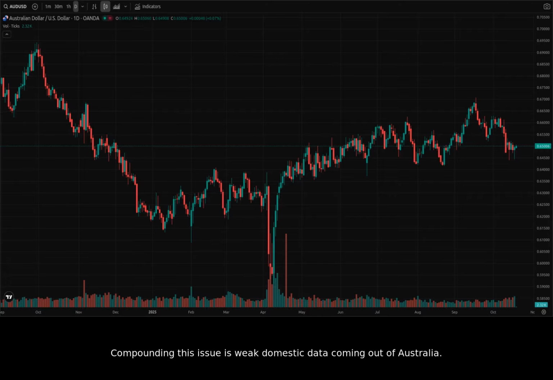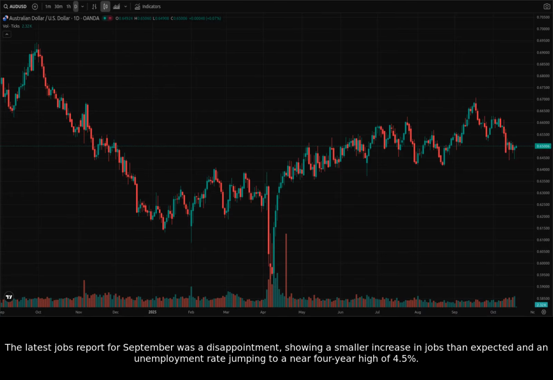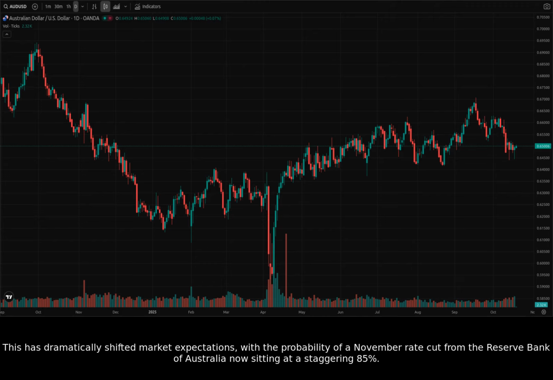Compounding this issue is weak domestic data coming out of Australia. The latest jobs report for September was a disappointment, showing a smaller increase in jobs than expected and an unemployment rate jumping to a near four-year high of 4.5%. This has dramatically shifted market expectations, with the probability of a November rate cut from the Reserve Bank of Australia now sitting at a staggering 85%.